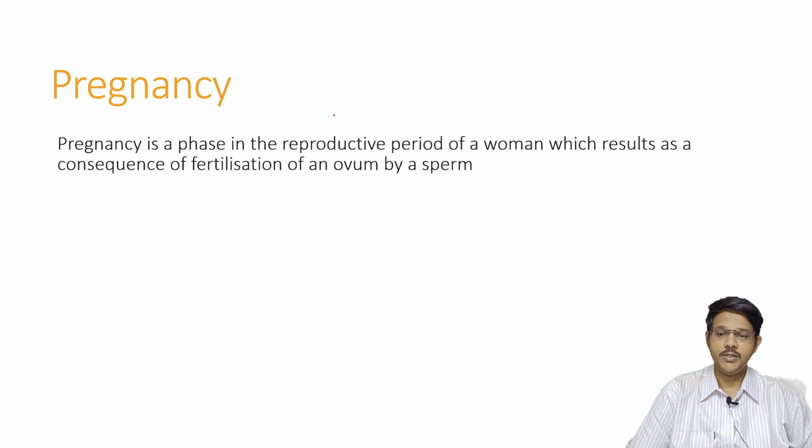And today we'll discuss pregnancy. If you go with the definition, pregnancy is a phase in the reproductive period of a woman which results as a consequence of fertilization of the ovum by sperm. Whenever there is a fertilization of the ovum, it leads to a pregnancy. So diagnosing pregnancy has some legal importance.